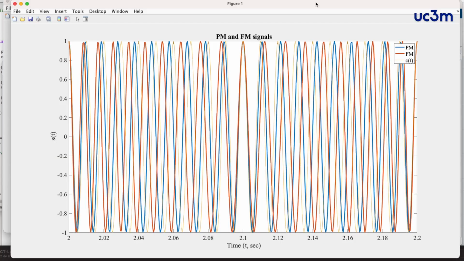The waveforms of the PM and the FM modulated signals, the phase and frequency modulated signals, are somewhat similar. If they are compared with the carrier, this thin red line in this picture, the modulated signals are sometimes ahead of the carrier and sometimes behind the carrier. The crossings at zero are not equispaced, as they are for the carrier.